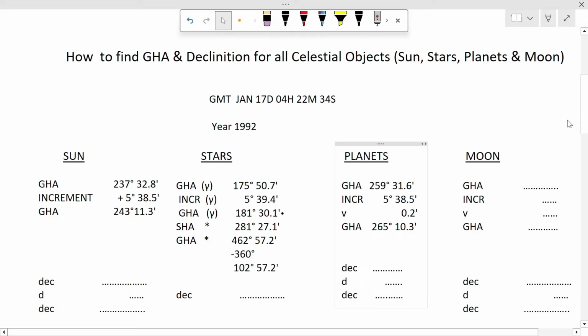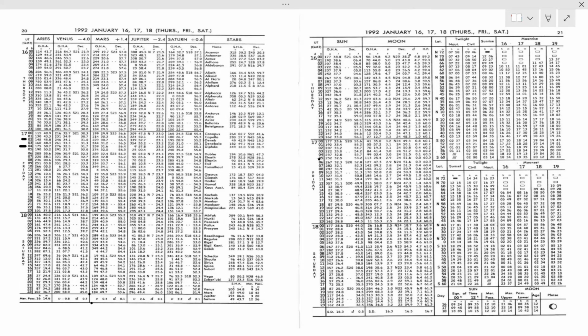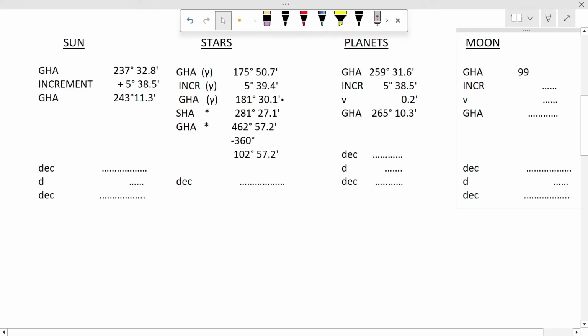Now we will find the GHA for the Moon. Again, go to the nautical almanac. On the right page, you can see they have given GHA and declination for Sun and Moon here. Now for 17th, 04 hours, here we will find the GHA is 99 degrees 03.4 minutes.